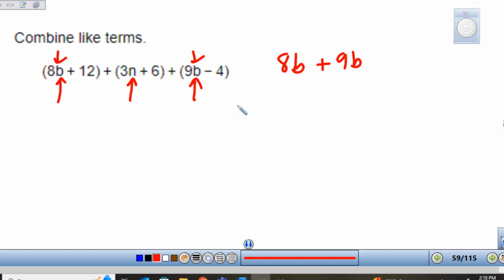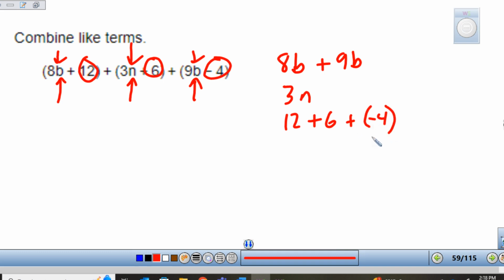Now let's start another line here for the n's. So we have a 3n. But there's only one term that has an n in it. Now we look at the constants. We have 12, 6, and negative 4. We're going to add those together as well. We're going to do these separately to keep everything straight.